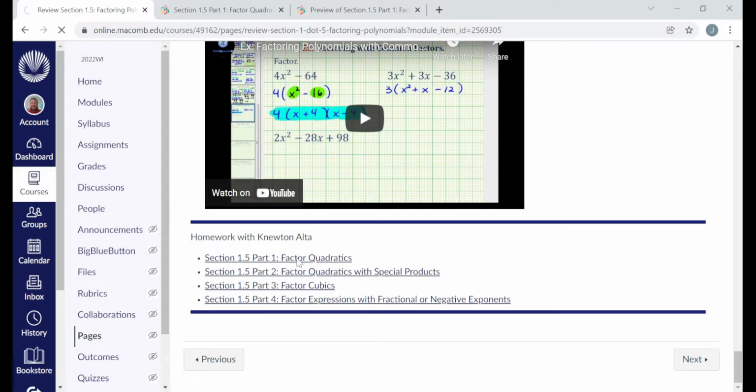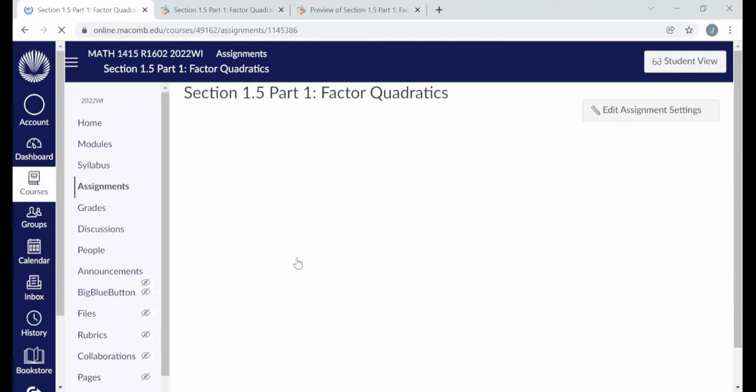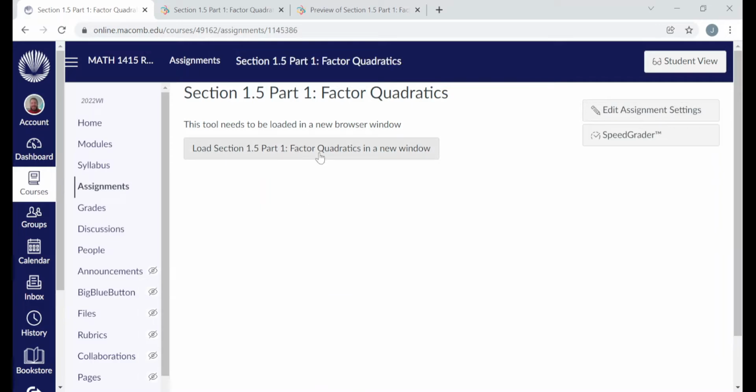So once you click on one of the assignments, it's going to ask you to open it in a new window. And you click on this. Now I already have that window. Now I'm in teacher mode. Of course, you're going to see something different as a student. And it'll take you to Newton Alta.